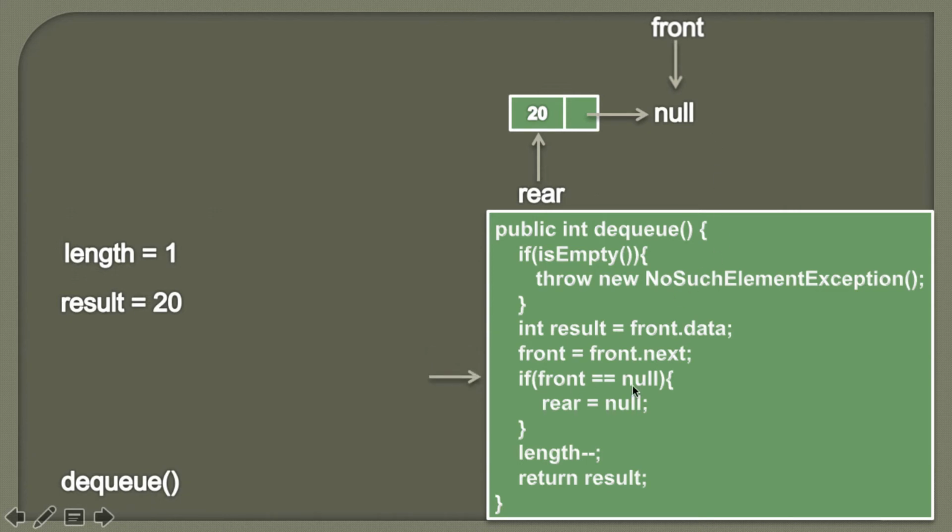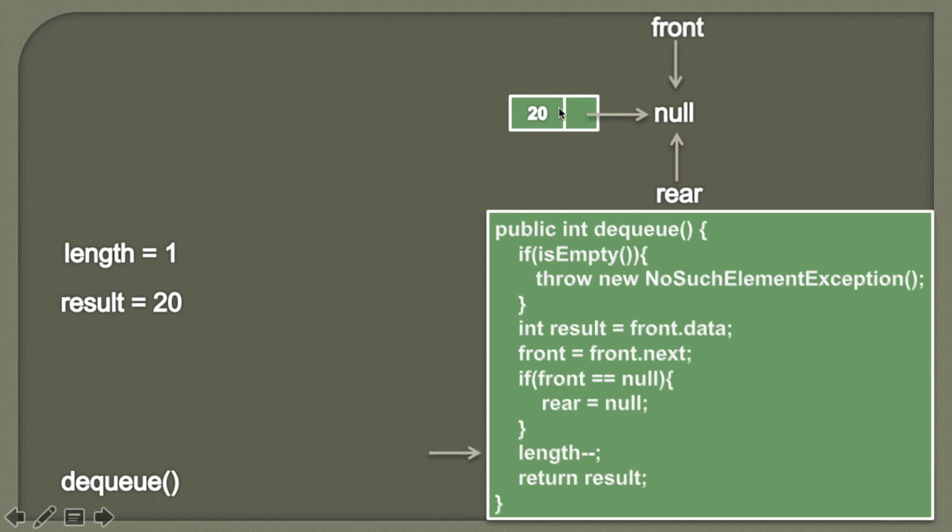Now we'll check whether front is pointing to null or not. Currently, if you see, front is pointing to null, therefore the condition in the if block comes out to be true. And as we discussed, we need to break both the links in order to free this node. So therefore we'll simply assign the value null to rear. So now this link will be removed. So it would look something like this. So now front and rear both are pointing to null.